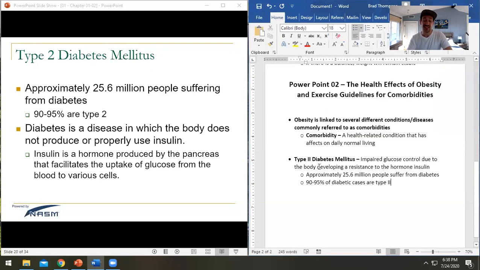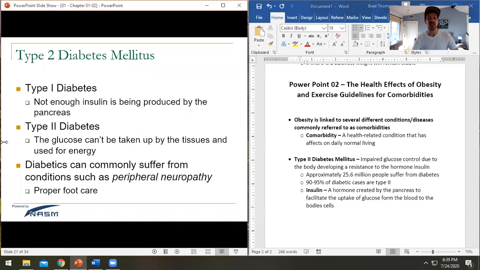But that's the thing about diabetes here. It's a disease in which the body does not produce or properly use insulin. Insulin is a hormone created by the pancreas to facilitate the uptake of glucose from the blood to the body's cells. So in type 1 diabetes, not enough insulin is being produced. In type 2 diabetes, the tissues don't work anymore.